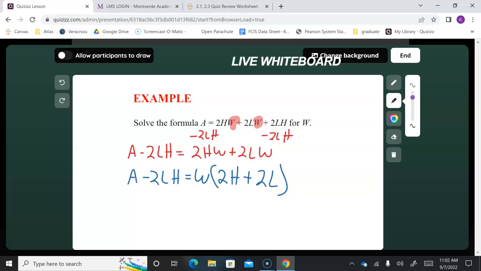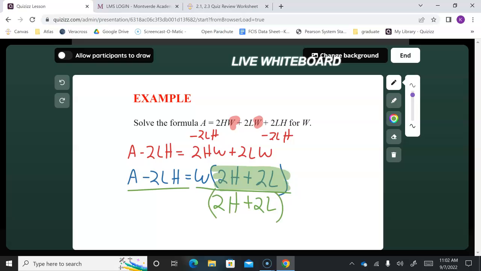Now, I need to move this entire grouping, divide, by the whole grouping. Divide by the entire grouping. W is being multiplied by that parentheses. So divide by that parentheses. That eliminates. W equals that.